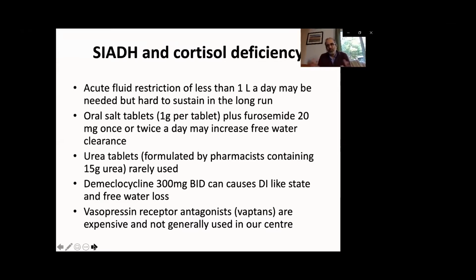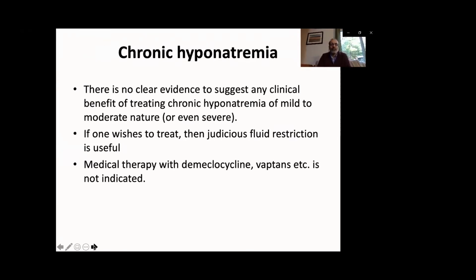Some centers, particularly in the US, have used vasopressin receptor antagonists like tolvaptan and others. We don't use them on a routine basis, first of all because they require a lot of intensive follow-up, and they're very expensive, so we generally don't use them.